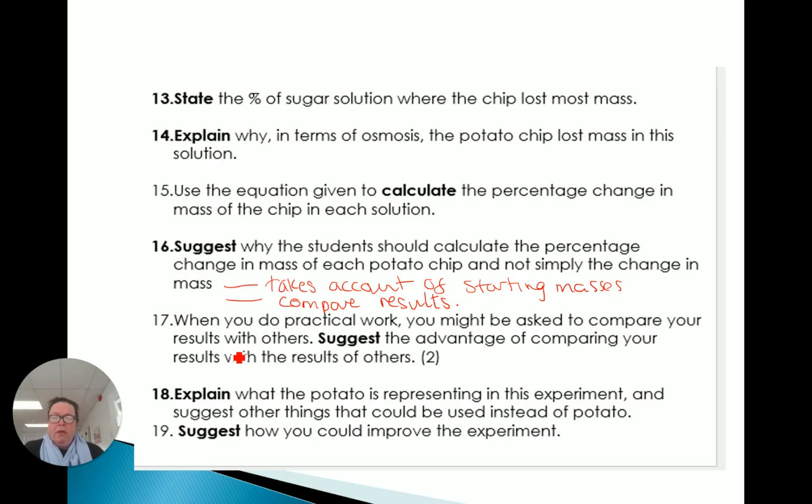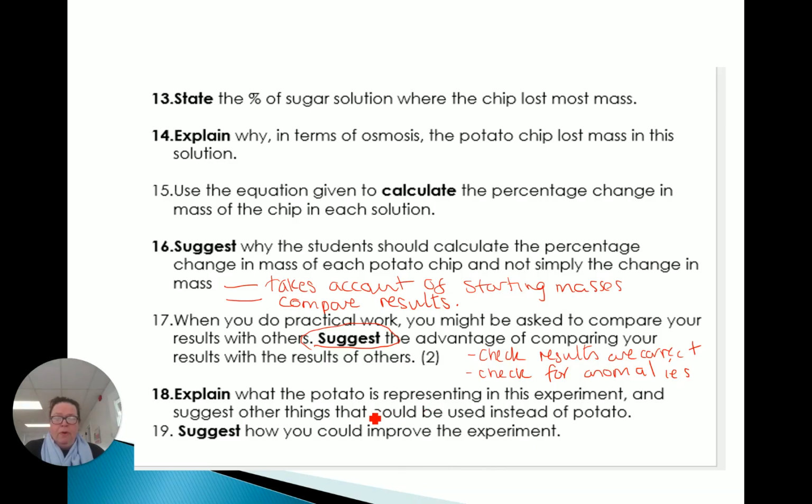Okay, 17, we might be asked to compare our results with others. Suggest the advantage of comparing results with the results of others. So it's a suggest, so anything sensible. Hopefully we'll get a mark here. So something like check the results are correct. Check for anomalies. Those are our 2 standard ones.